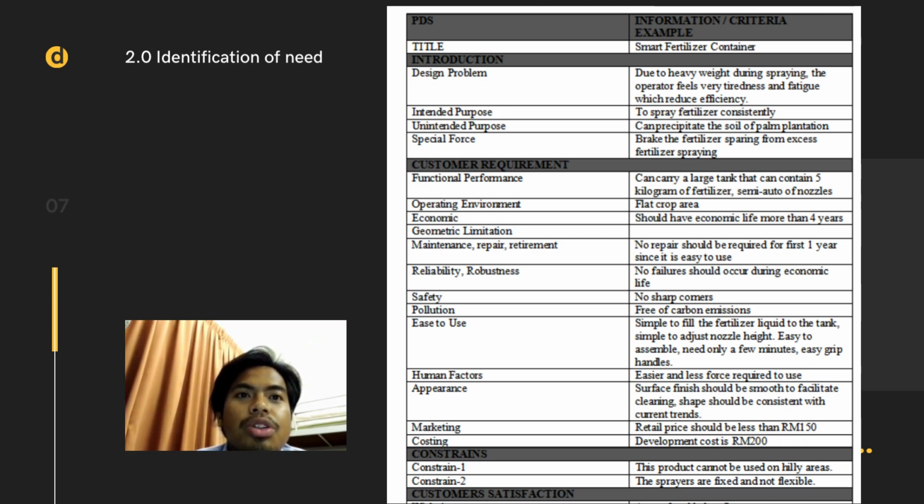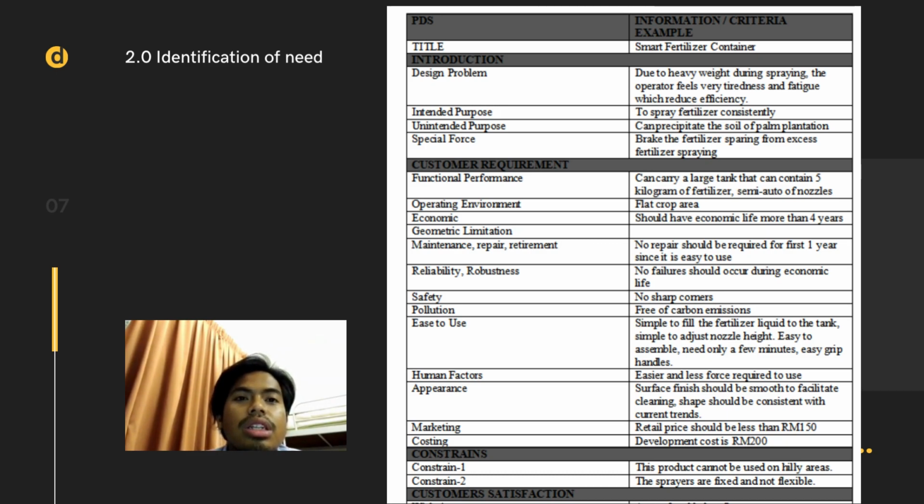Ease of use: simple to fill the solid fertilizer into the tank, simple to adjust the nozzle height, easy to assemble, needs only a few minutes, easy grip handle. So for the human factors, easier and less force required to use. Appearance: surface finish should be smooth to facilitate cleaning. Shape should be consistent with the current trend. Marketing: retail price should be less than 150. Costing: development cost is 200.